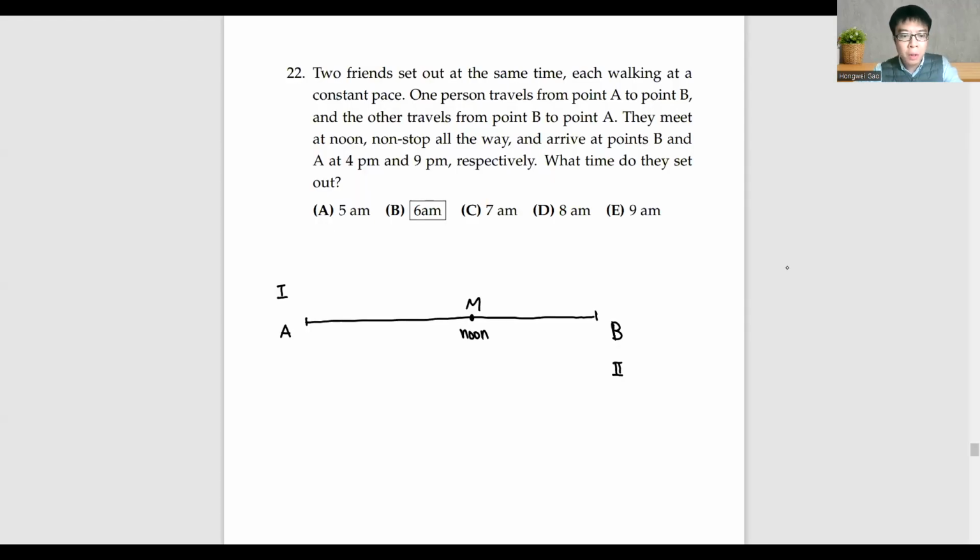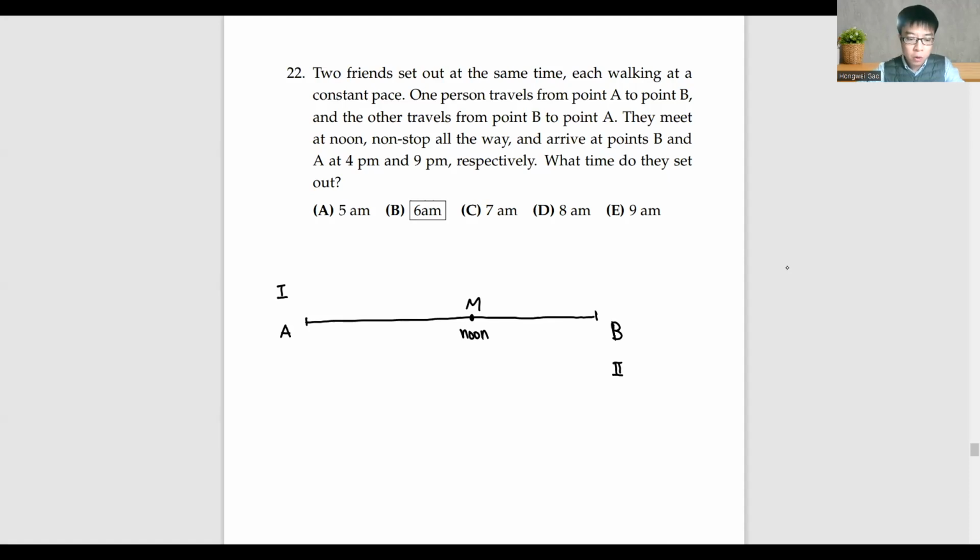Question 22. Two friends set out at the same time, each walking at a constant pace. One person travels from A to B, the other from B to A. They meet at noon, non-stop all the way, and arrive at their destinations at 4 p.m. and 9 p.m. respectively. What time do they set out?